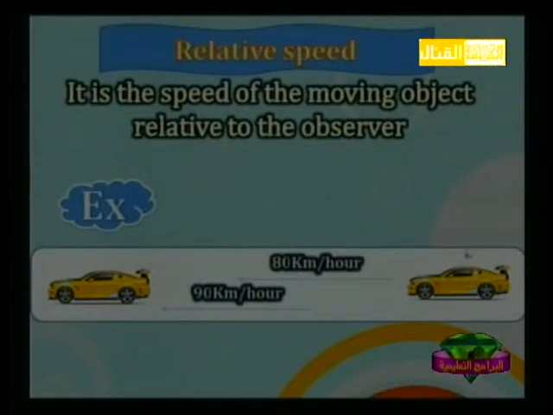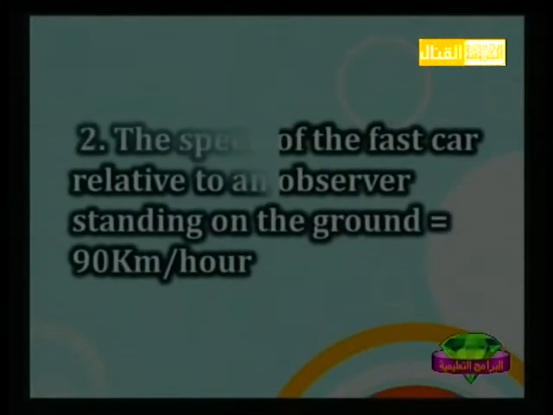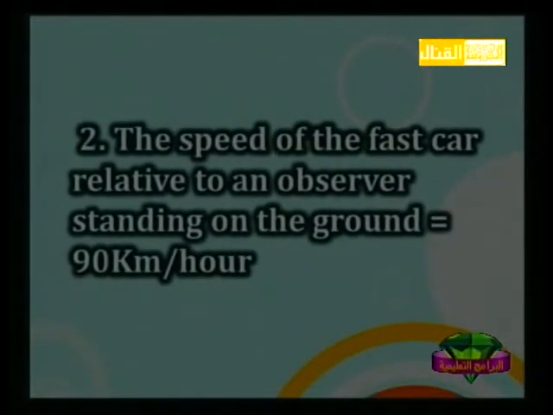What happens if you stand on the ground beside the first car? You are beside it now. Then your speed becomes good. The speed of the slow car relative to an observer standing on the ground will be 80 kilometers per hour, because you get the speed of the car. Now, let's see the other one. Yes, the speed of the faster car relative to an observer standing on the ground will be 90.